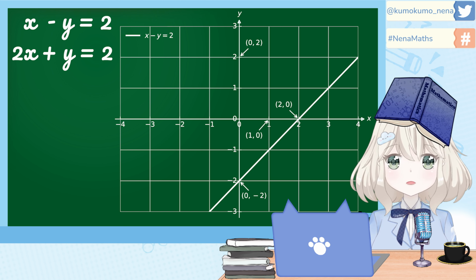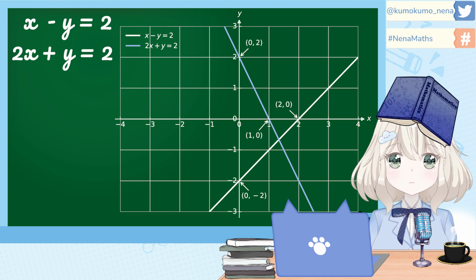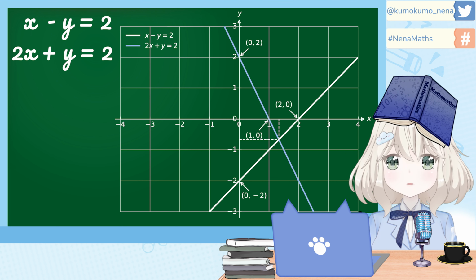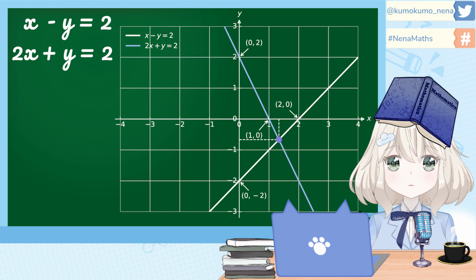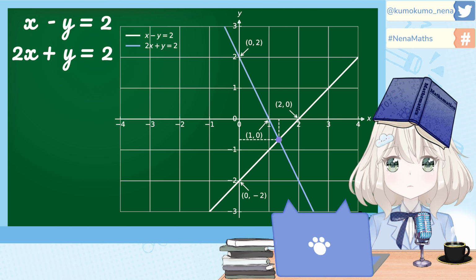We link these 2 points and get 2 straight lines. These lines meet at one point. The intersection point gives us a solution to the system of linear equations. We need to read the coordinates from the graph. They will be approximate values.